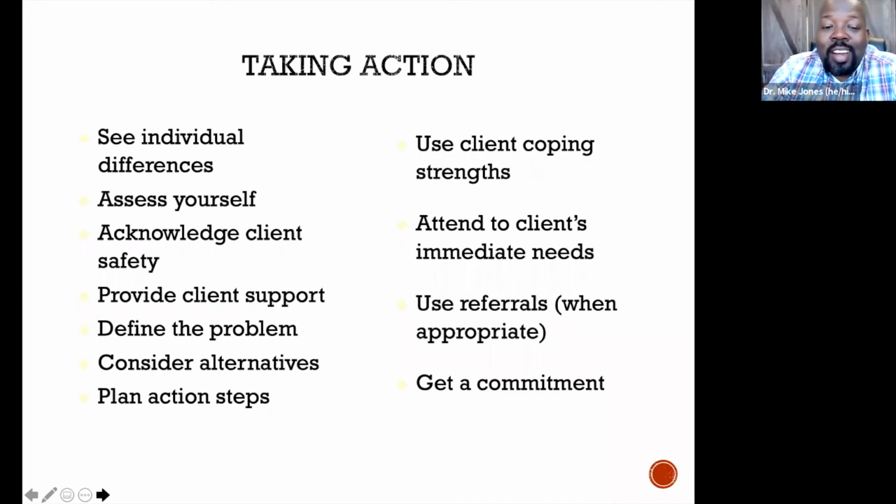Also, we want to acknowledge client safety. We want to make sure that our clients feel safe and they have some safe outlets to be able to talk about what's going on in their life.